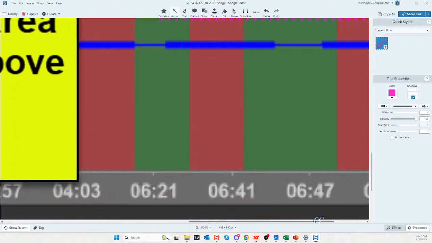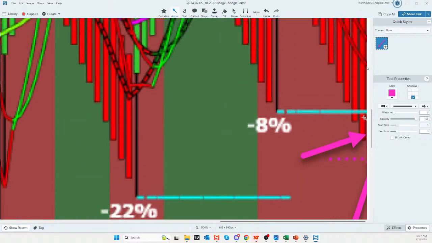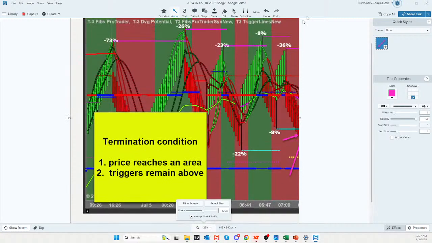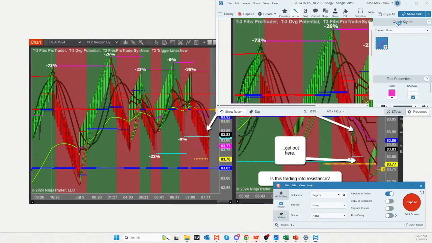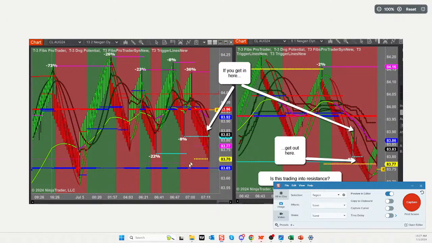that's big, isn't it? Here's my potential termination condition. Here's your small triggers. So the rules for termination conditions, Kenan, are met 100%. You reached an area and the triggers remained above, so it was a termination condition. Does that make sense? Cool. So yeah, you traded into a termination condition.